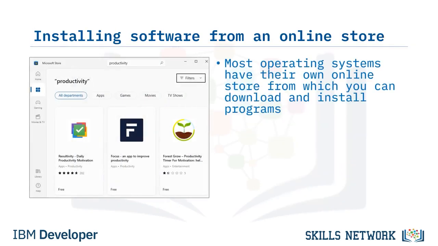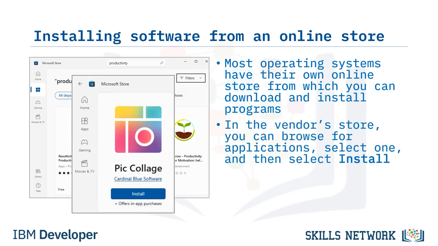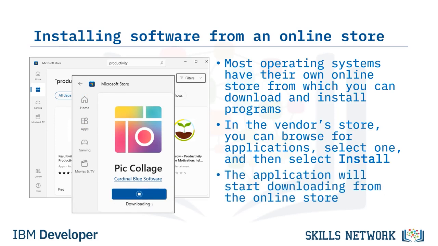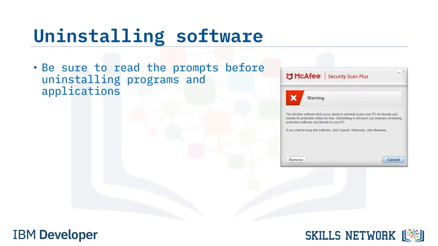Most operating systems have their own online store from which you can download and install programs. In the vendor store, you can browse for applications, select one, and then select Install, and the application will start downloading from the online store. Be sure to read the prompts from your device before uninstalling any programs and applications.